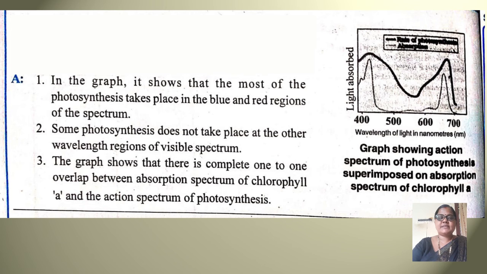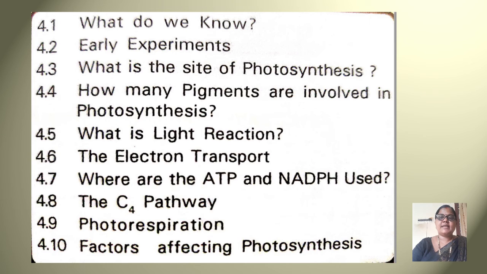What are those four topics? What do we know, and early experiments; what is the site of photosynthesis; and how many pigments are involved in photosynthesis? Among these four topics, what questions come in the exam? From these four topics, only 2 marks questions come.